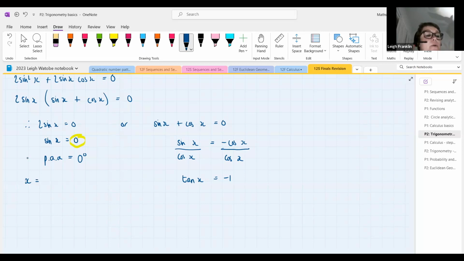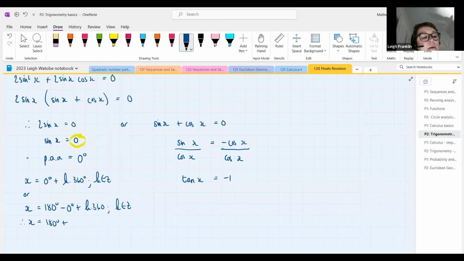So you can either write 0 degrees, or you don't actually have to write the 0 degrees, plus k times 360, k is an element of the integers. Or in the second quadrant, it would be x equals 180 minus our reference angle plus k times 360, k is an element of the integers. So x would be 180 plus k times 360, k is an element of the integers. Okay, so there's our two general solutions.